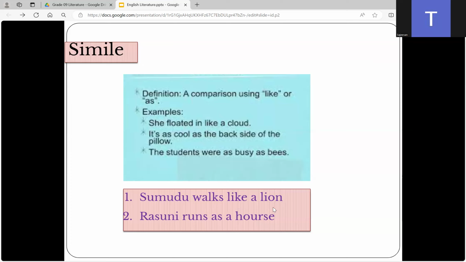Here, Sumudu walks like a lion. Sumudu's walking is smart. So the particular action here is walks. So his walk is compared to a lion. So the common factor that you derive is smartness. Sumudu walks like a lion. Here, the smartness and royalty. Rasuni runs as a horse. Here the common factor is fast.